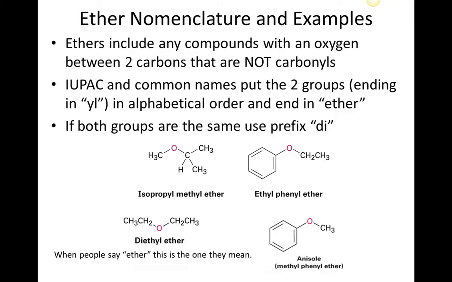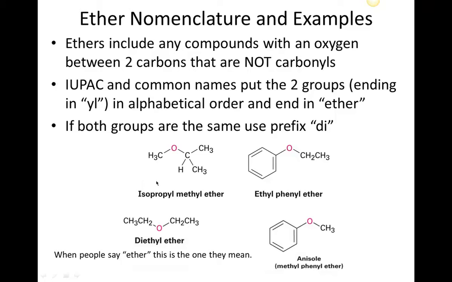So the carbons can either be sp3 hybridized or sp2 hybridized as part of an aromatic ring, for example, or an alkene, but they can't be double bonded to an oxygen. That's what a carbonyl is, because that would be a different functional group. So we have some examples here. It doesn't matter what degree the carbon is either.